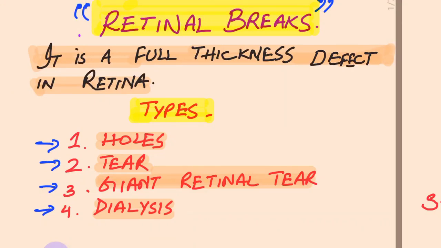We will discuss retinal breaks. So what are retinal breaks? These are the full thickness defects that are present in the retina. They can be of many types. Now we will discuss here 4 types of the retinal breaks.